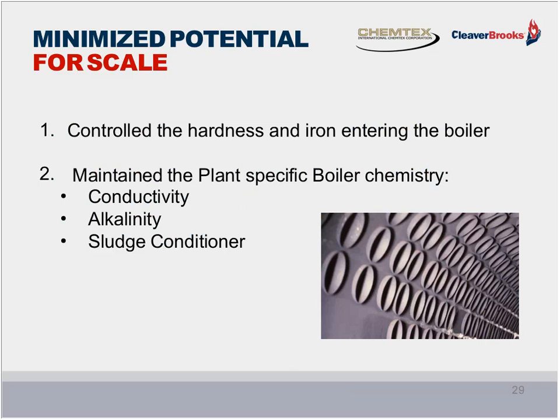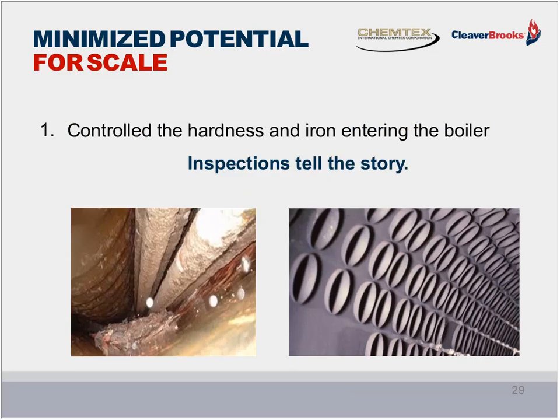Anyways, Steve alluded to this before, and I'll allude to it again, is that as we've done everything we can to control the hardness and iron entering the boiler with proper pretreatment, and during the course of the year we've maintained the plant's specific boiler chemistry, including the conductivity, alkalinity, and sludge conditioner to minimize the amount of scale that forms in the boiler.